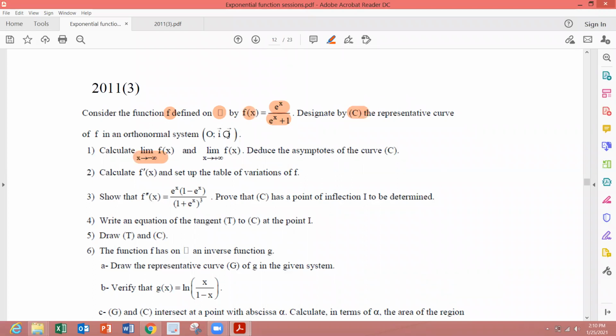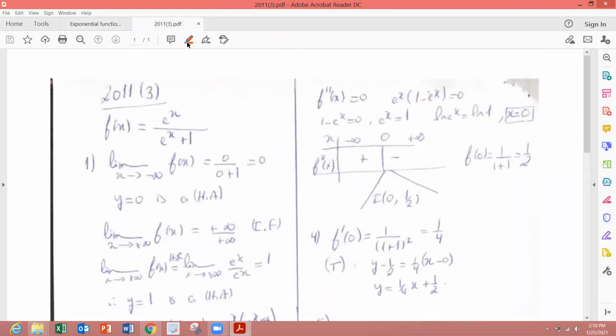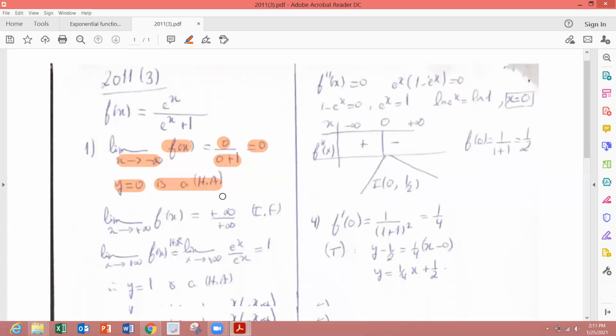How much is the limit as x tends to minus infinity of f(x)? We replace each x by minus infinity. It becomes e to the minus infinity, 0, over 0 plus 1, equal to 0. So y equals 0, the x-axis, is a horizontal asymptote.